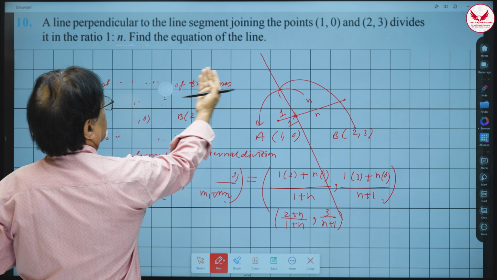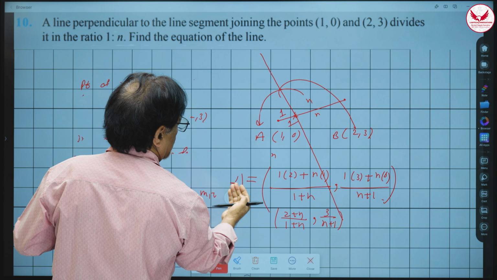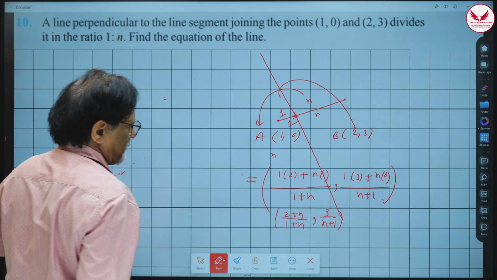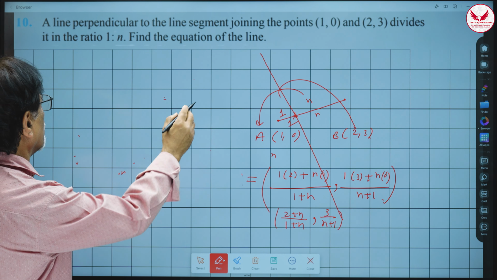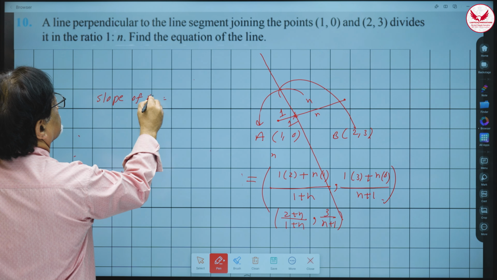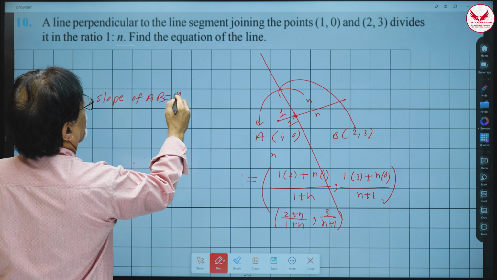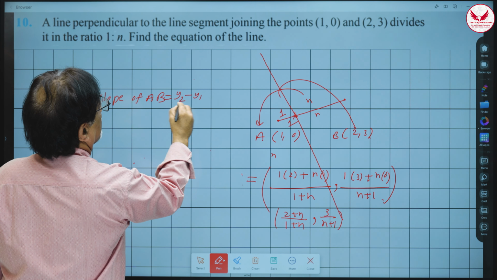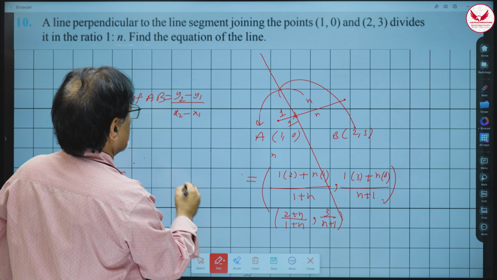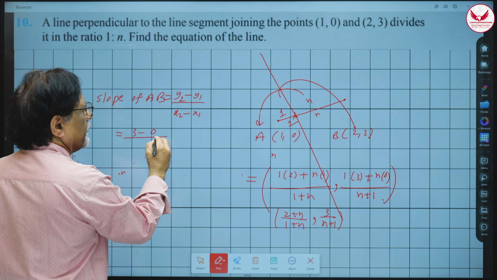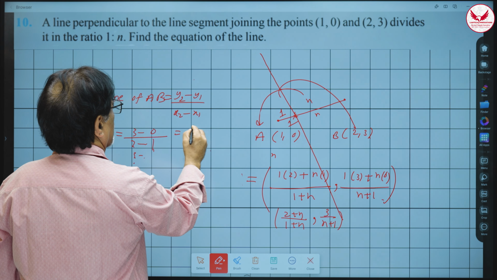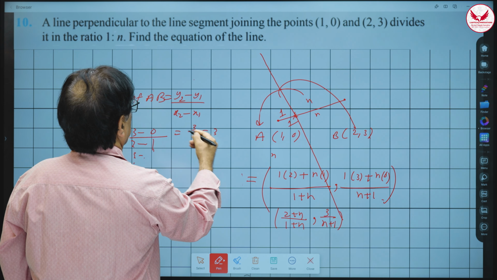Our first task was to find the point of intersection of the two lines that we already found out, which exists here, right? So this is that point of intersection. Now we want to find a slope. So for that we need first the slope of AB. Slope of AB formula is y2 minus y1 upon x2 minus x1. So what is y2 minus y1? It is 3 minus 0 divided by 2 minus 1, which is equal to 3 upon 1. So answer is 3.